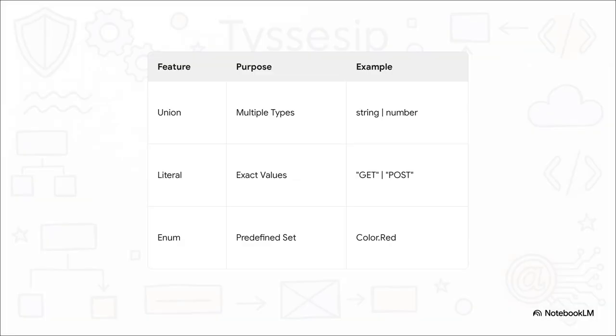So just to summarize the distinctions here, because it's important. A union allows multiple different types, like a string or a number. An enum restricts a variable to a predefined named set of options, like Color.Red. But notice the literal types in the middle there. This is where you restrict a variable to exact specific strings. If you define an HTTP method type as literally just 'get' or 'post', TypeScript will completely reject any other word typed in there.